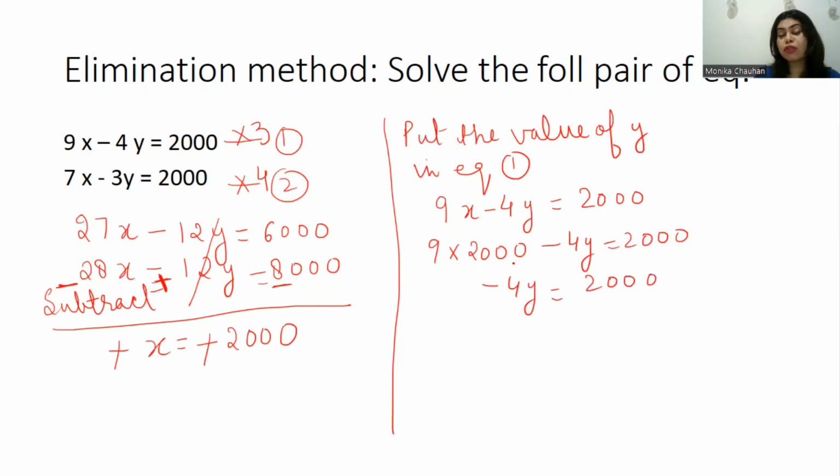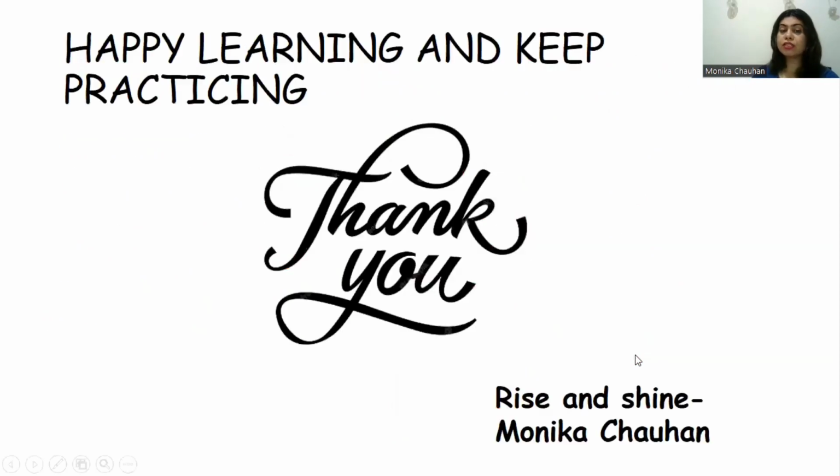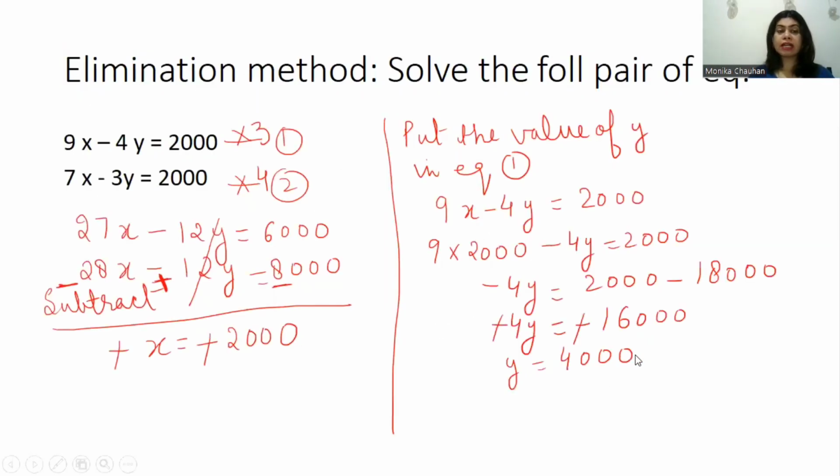Now this 9 times 2 becomes 18, and when shifted to the other side, it becomes minus 18. Minus 4y is equal to, now you will get minus 16. And then minus and minus cancel out. You get y is equal to 4. So see, you got the value of x is 2 and y is 4.